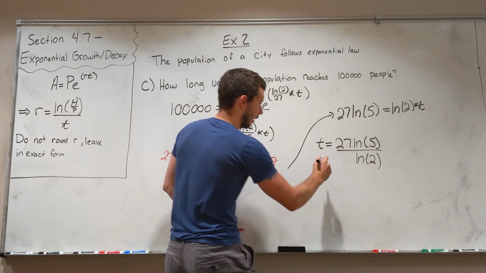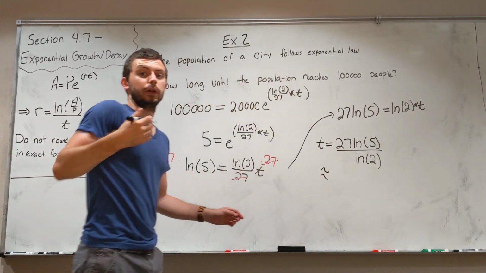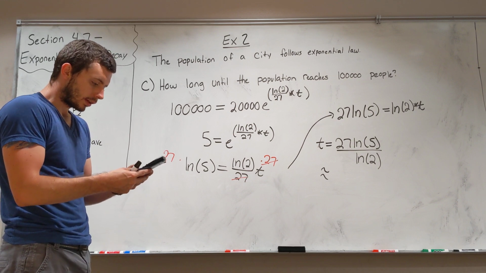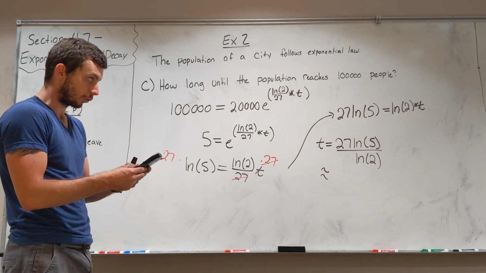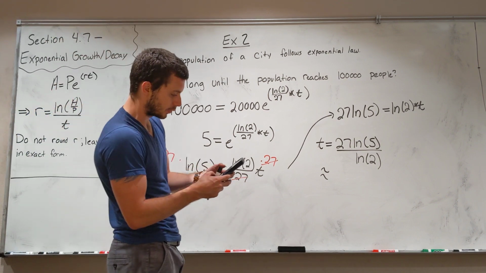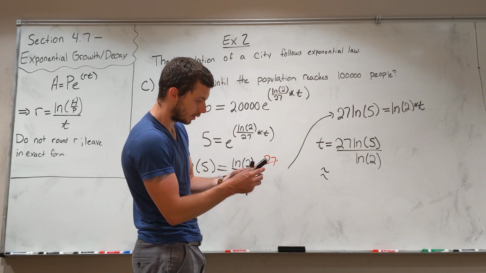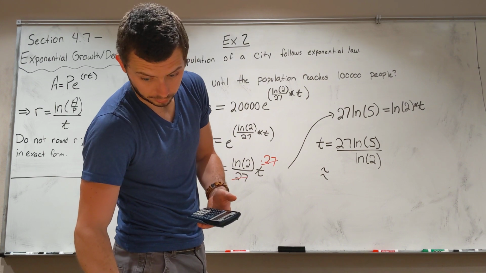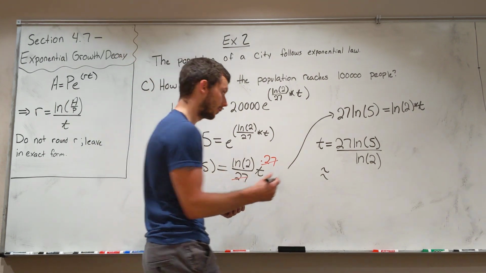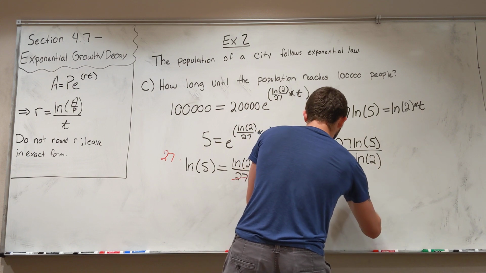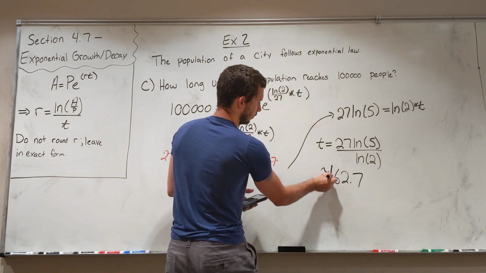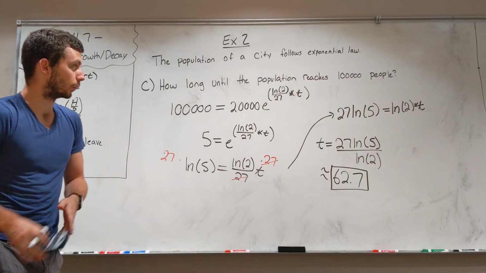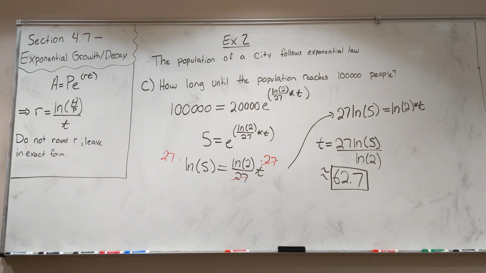we get exactly this value, which now we can throw all of that in the calculator and see what we get. 27 natural log of 5, close parentheses, divided by natural log of 2, close that parenthesis, and I get 62.7. We do want to round to the nearest tenth, so that would yield 62.7. And that would conclude part C here.